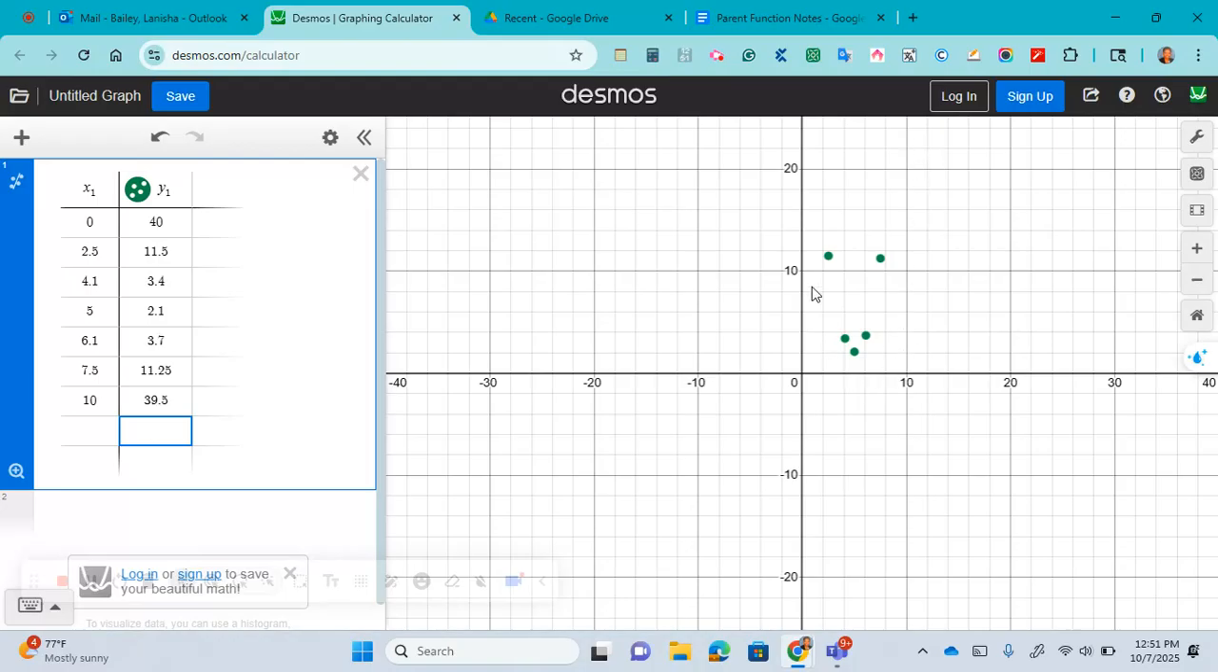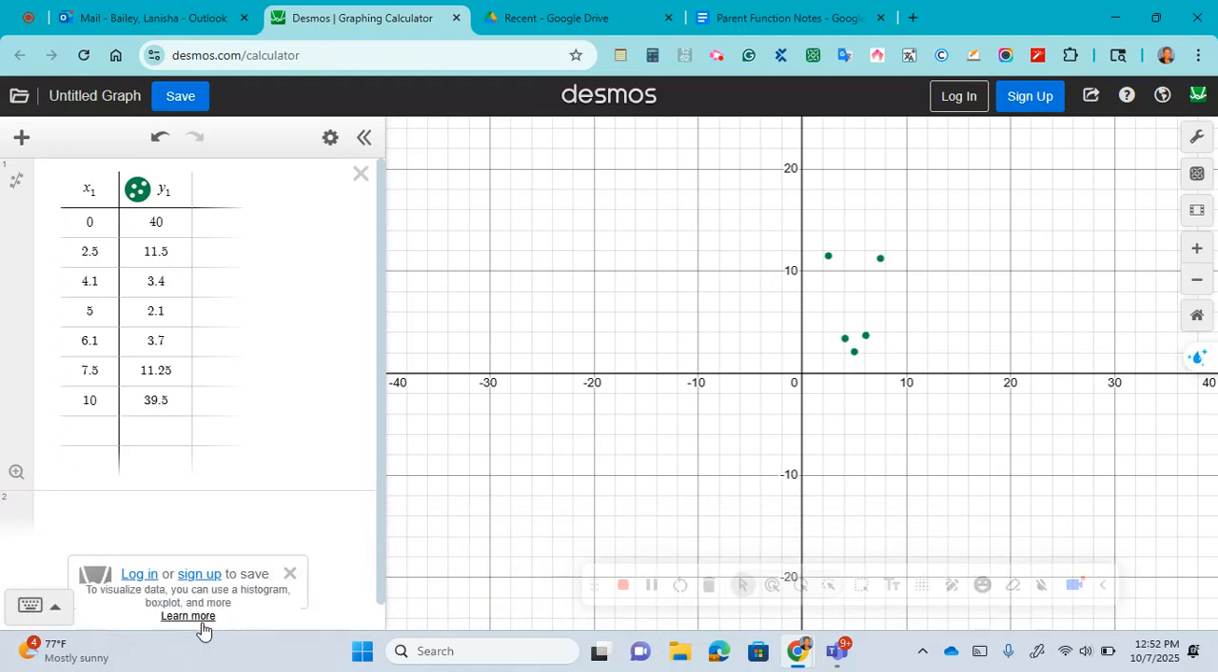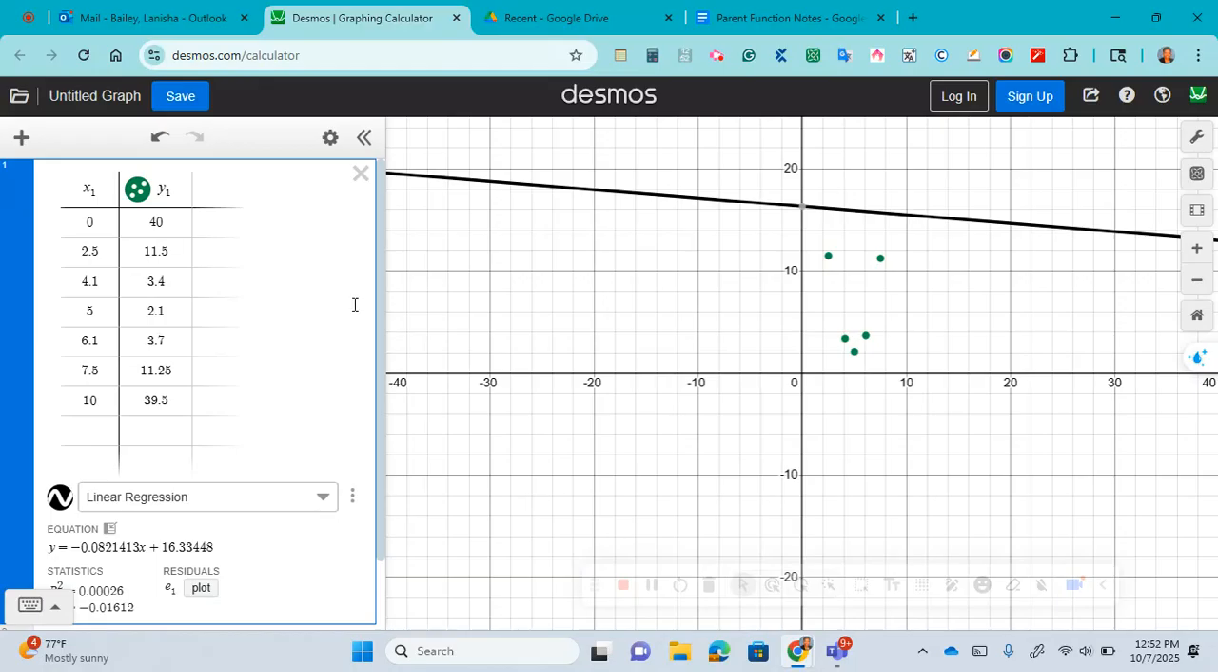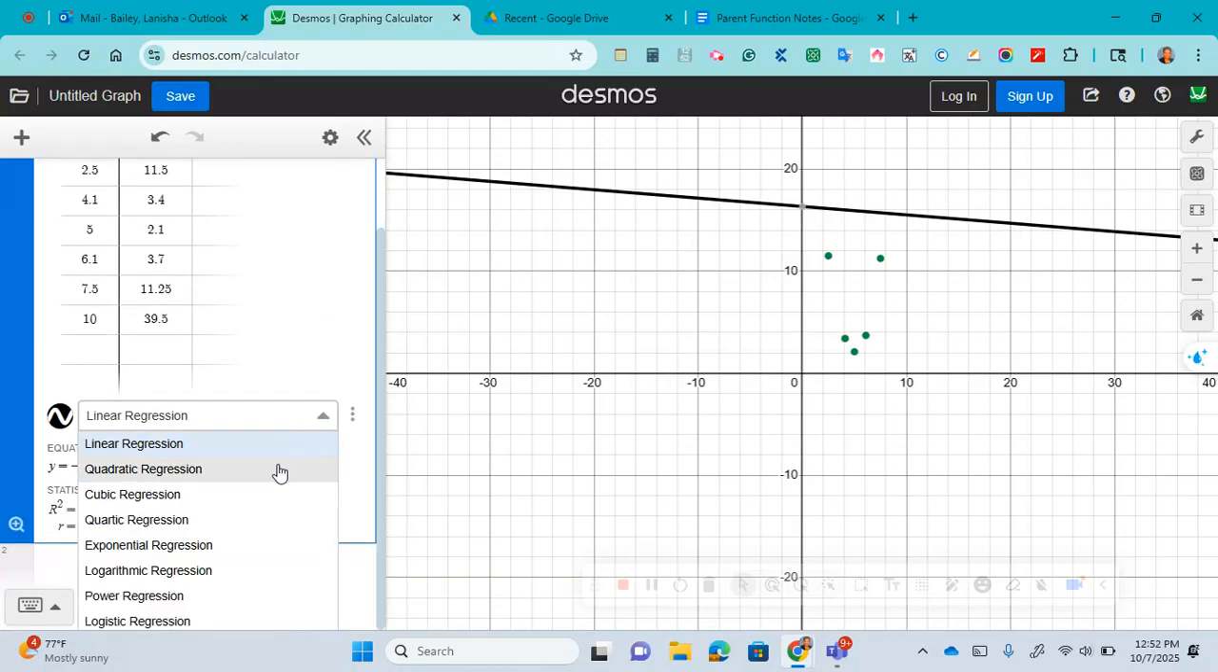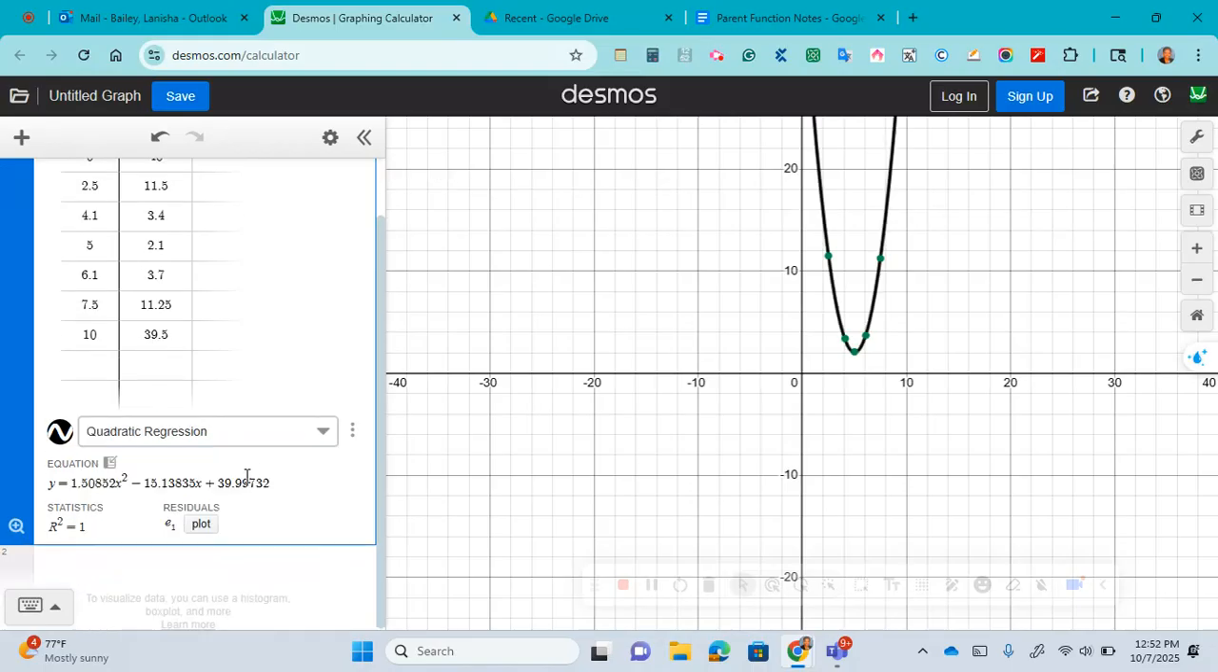All right, we're going to zoom out. Now tell me, which parent function does it look like? A quadratic. Quadratics are in the shape of a parabola. So we need to be able to get the equation. You click on the thing on the side, and since it looked like a quadratic, it's a quadratic regression. And we got our equation. They give it to us.